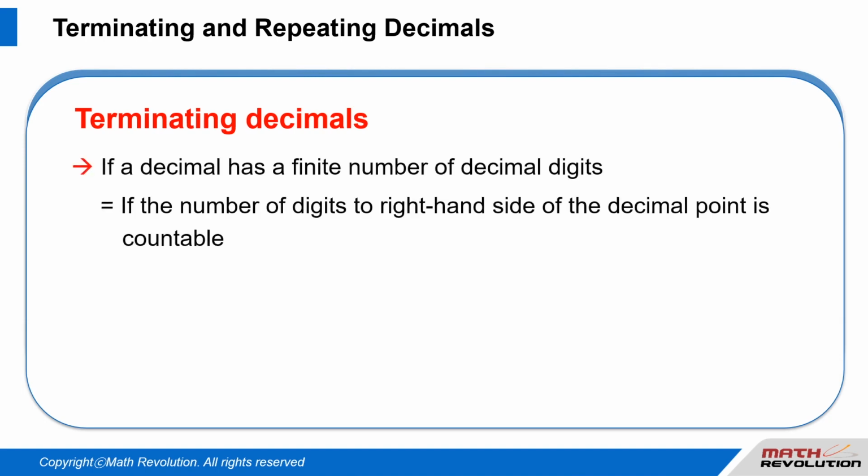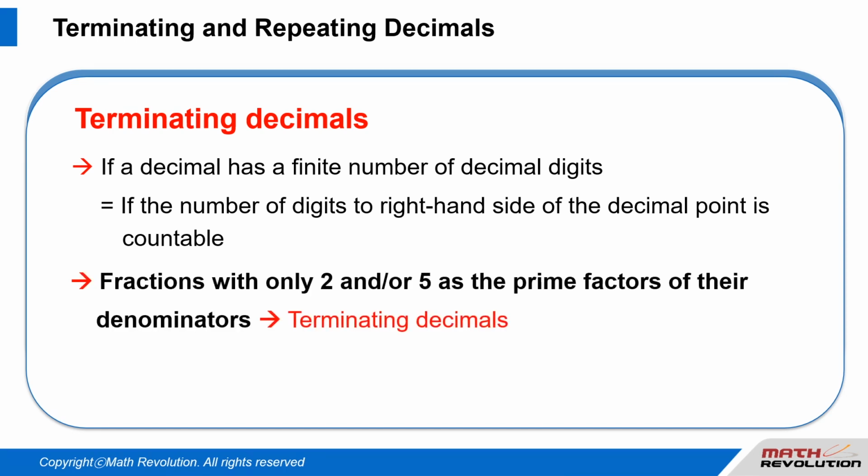A decimal is said to be terminating if it has a finite number of decimal digits. That is, if the number of digits to the right-hand side of the decimal point is countable. Fractions that have only 2 and/or 5 as the prime factors of their denominators will result in terminating decimals.